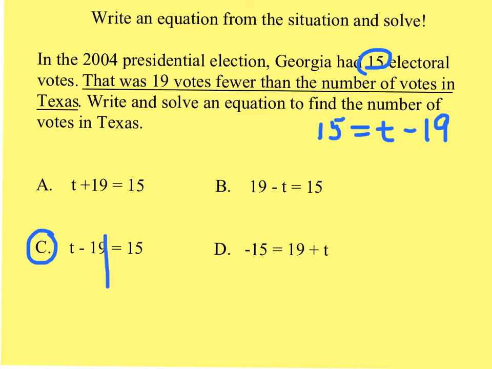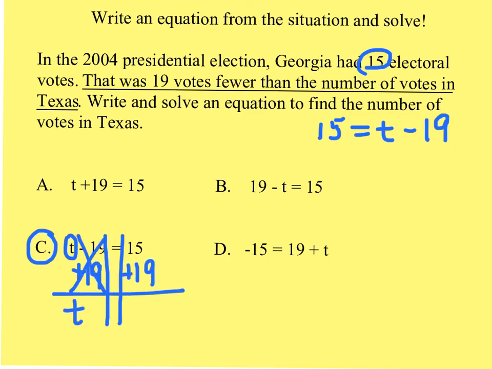Now to figure out how many votes Texas actually had, we're going to go ahead and use our river to solve the equation. These cancel here because they're opposites. So we end up with 34 votes. Great job, everybody.